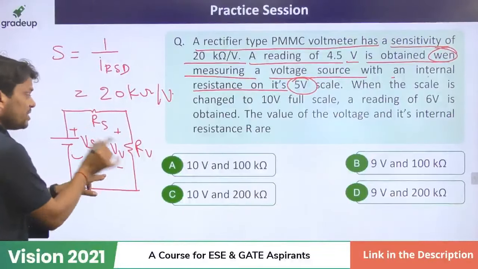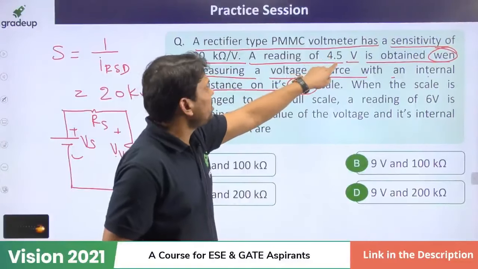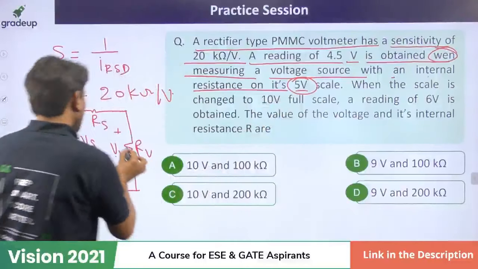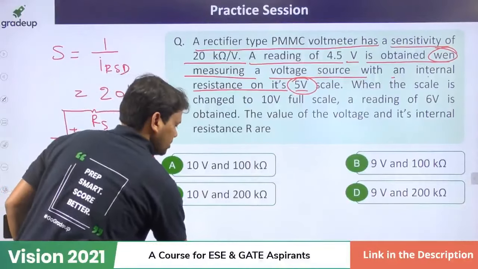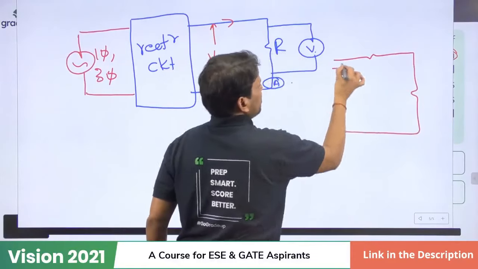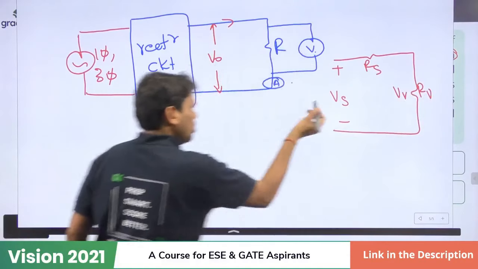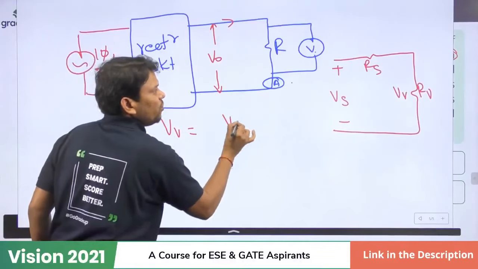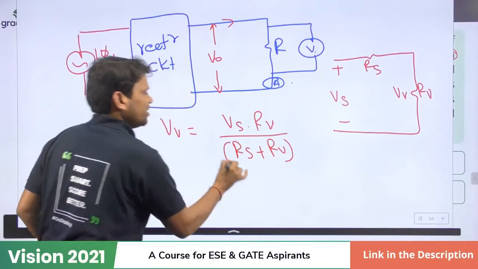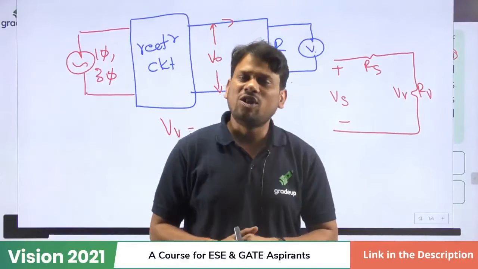Now try to understand Rs, Rv and Vs. By this we can write one equation, because our voltmeter is going to measure 4.5 in place of 5. Is it clear? So by the voltage division rule, what will be the voltage here? Just listen to me carefully. By this circuit, with Vs, Rs, Rv and Vv, we can write Vv is equal to Vs into Rv divided by Rs plus Rv. Now this is the important thing.